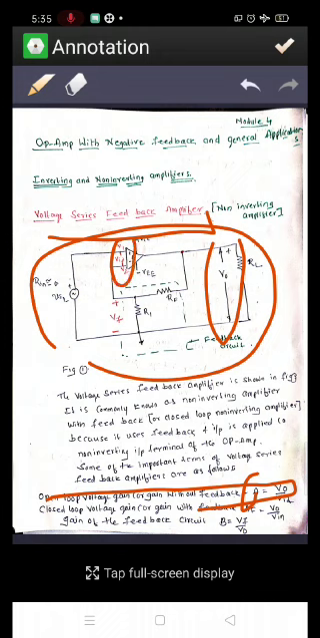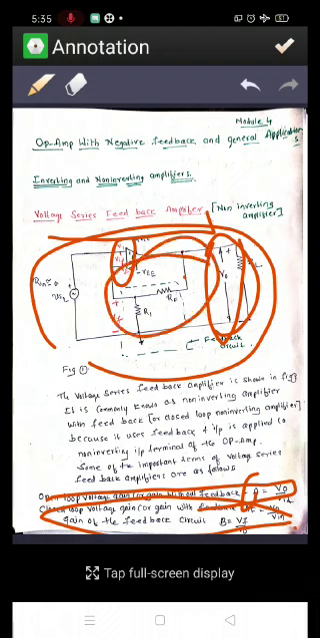Similarly, we can define the next parameter, the closed loop voltage gain or gain with feedback, represented by AF, and that is equal to the output voltage V0 divided by the input voltage Vin. Similarly, the gain of the feedback circuit is represented by the factor B, and that is equal to the feedback voltage divided by the output voltage V0. This circuit is called the feedback circuit.